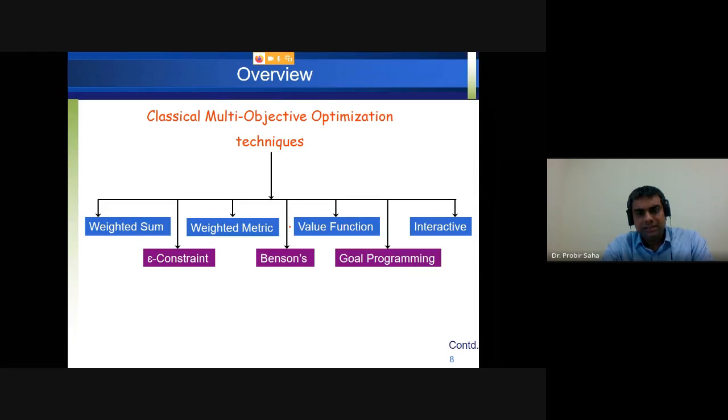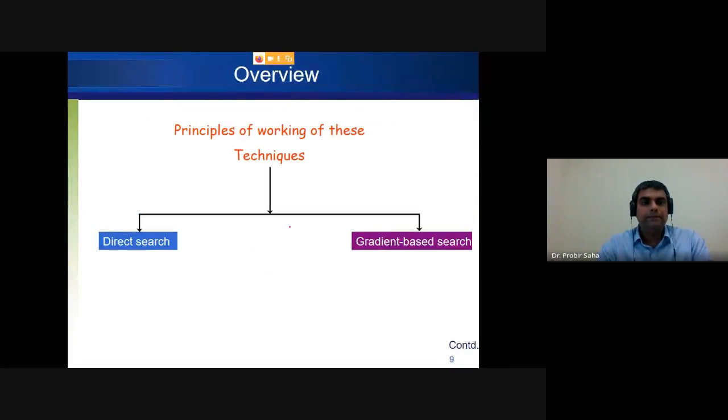Professor Deb has written 2 books. One book is on multi-objective optimization. If you go through that, you will have a detailed explanation of each and every technique. I shall not go into that because this is out of scope of my presentation.